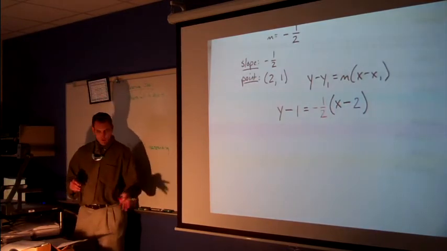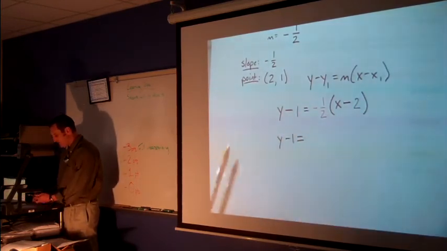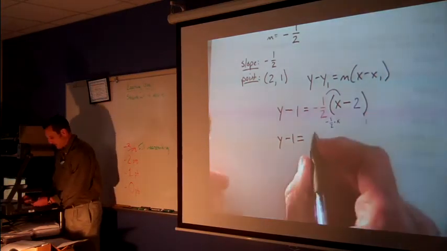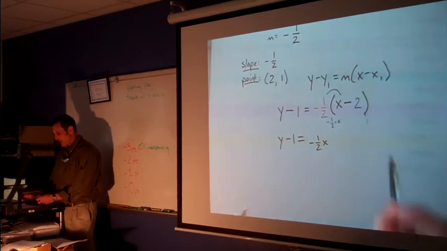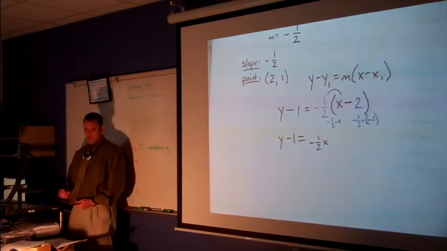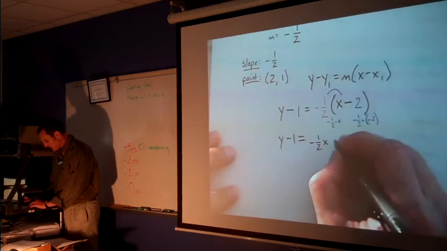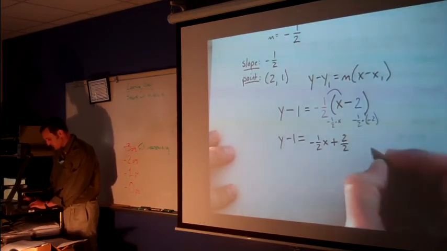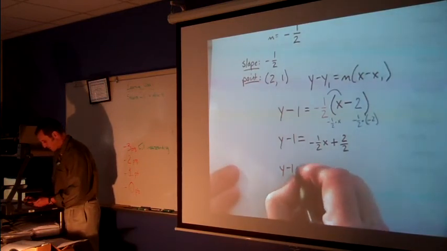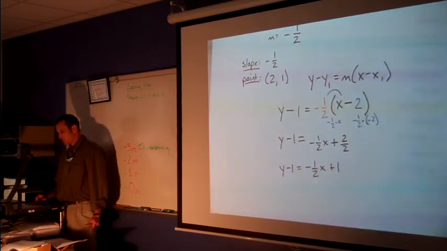From here, we just use the distributive property. We don't have anything to clean up. So on the left-hand side, y minus 1 stays the same. On the right-hand side, negative 1/2 times x is negative 1/2 x. And then we have negative 1/2 times a negative 2. And I'll show you the long way. A negative times a negative is a positive. So a negative times negative is positive 2 over 2. And now we can clean this up. So we'll have y minus 1 equals negative 1/2 x, 2 divided by 2 is 1, plus 1.